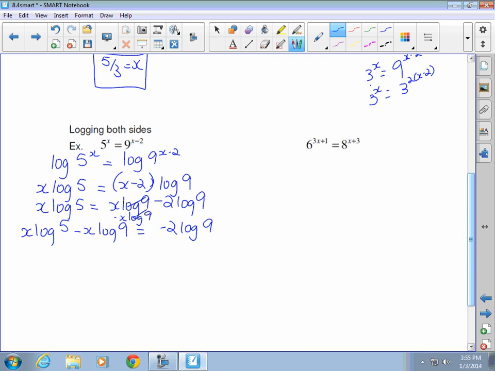So now I can GCF an x out of both of these. I'll have x times log of 5 minus log 9 equals negative 2 log 9.